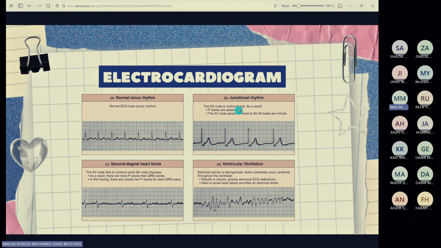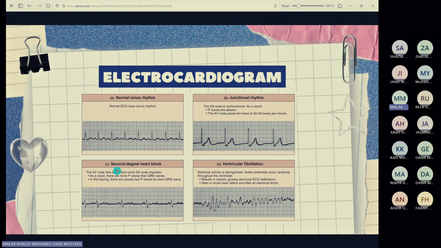So in junctional rhythm, your SA node is not working. If your SA node is not working, your atria are not depolarizing. If the atria are not depolarizing, the P wave that represents atrial depolarization will not be there. So you will have junctional rhythm. Why is it junctional rhythm? Because your AV node is at the junction, right?